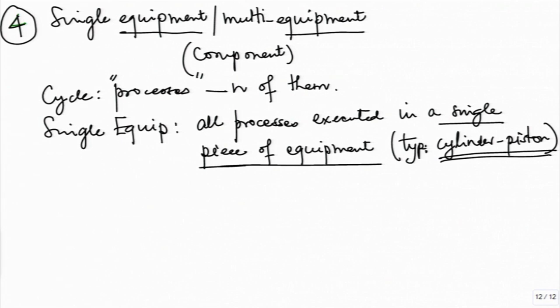And the various processes, then we say, are executed in various different strokes or combination of strokes or parts of strokes, because a piston goes from one extreme position to another extreme position. When we come to Otto and diesel cycles, we will see about them. The advantage of this is, well, you have to essentially design one piece of equipment very well. However, the requirement on that piece of equipment is tremendous, because even a simple compression process, almost adiabatic, it has to execute.